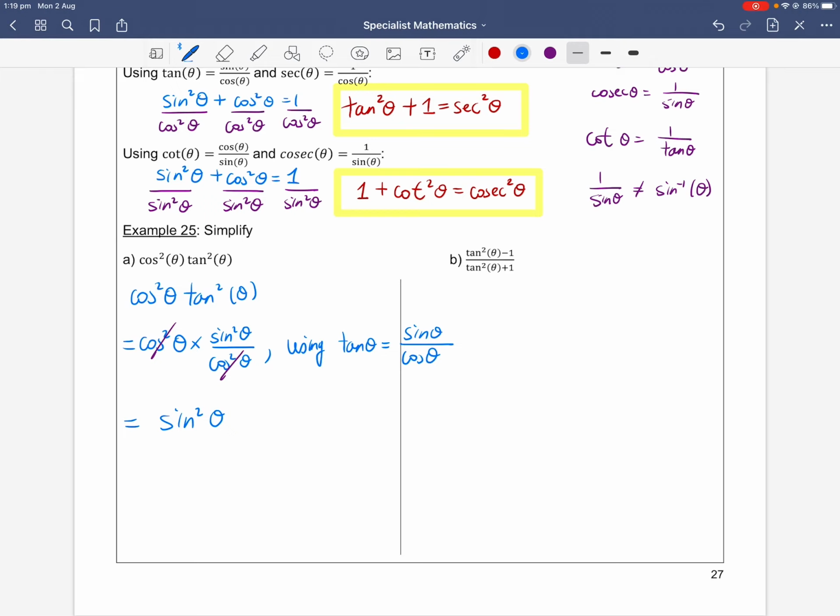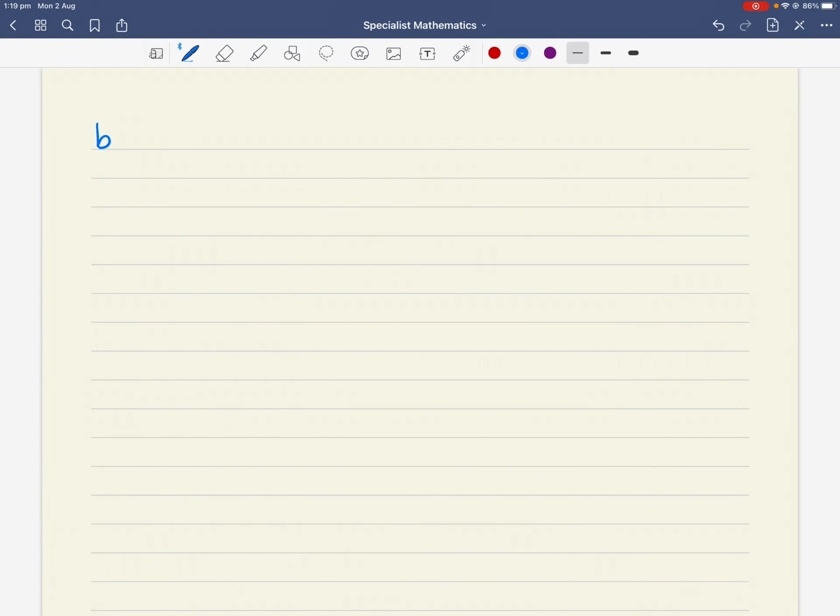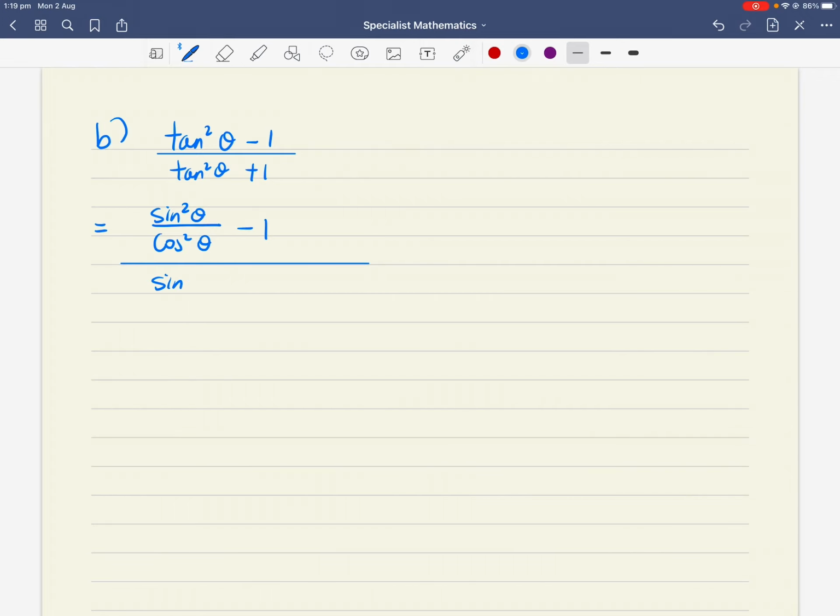For part B, let's have a look at how we do it. So for part B, we've got tan squared theta minus 1 over tan squared theta plus 1. Again, we can use the fact that tan is sine over cosine and replace tan squared. So on the top, we have sine squared over cos squared theta minus 1 all over sine squared over cos squared plus 1. And this is because we are using the fact that tan theta is sine theta over cos theta.